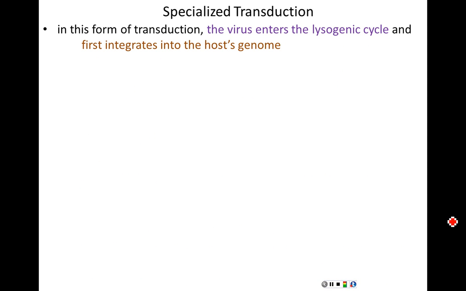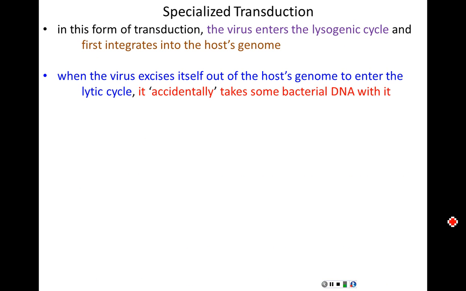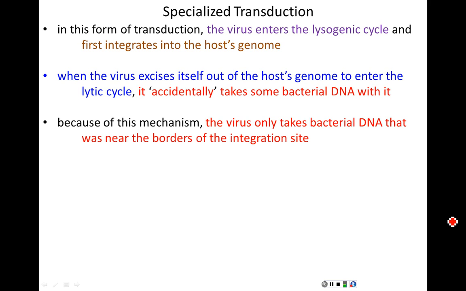But there is another type of transduction called specialized transduction. Still involves viruses, but in a bit of a different way. In this form of transduction, the virus infects the initial cell, but then instead of going lytic, the virus enters the lysogenic cycle. And so the viral DNA is integrated into the host genome. When the virus pops out and excises itself out of the host bacterial genome in order to begin the lytic cycle, a mistake is made. And accidentally, some parts of the host genome DNA are taken or excised with it. Very much like that F' plasmid that we talked about initially, taking some of the bacterial genome with it.